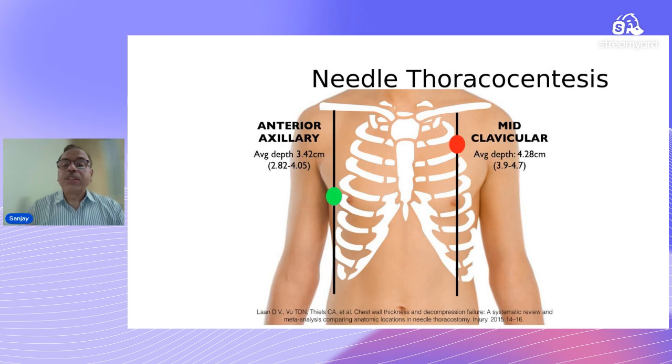Now, this needle thoracocentesis should be followed by intercostal chest tube drainage for definitive management, and the patient should be shifted to the nearest center if this has been done at the site of the accident.